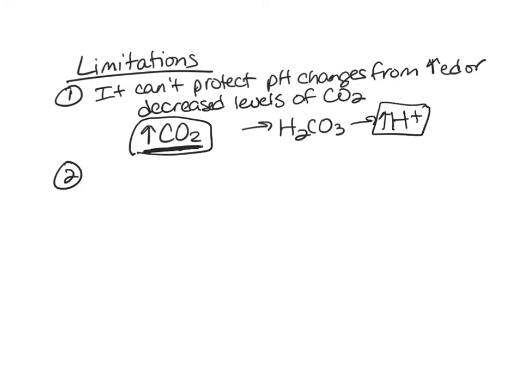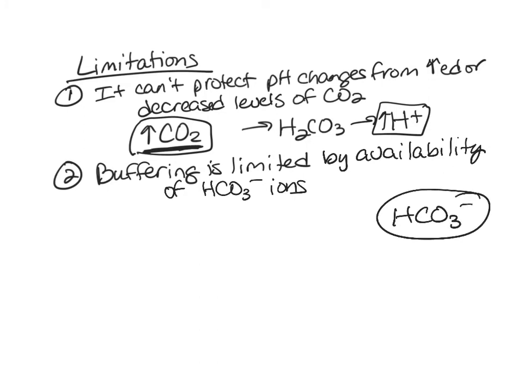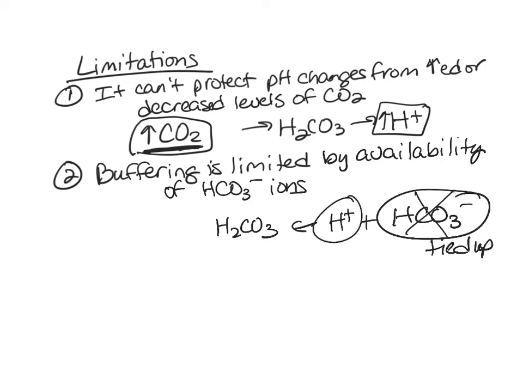The second limitation is that buffering is limited by the availability of bicarbonate ions. If all the bicarbonate is tied up, then buffering is not possible because we need hydrogen ions to bind to the bicarbonate to form carbonic acid. If we don't have the bicarbonate because it's tied up, then the hydrogen can't be buffered by this system. Luckily, a lack of bicarbonate is rare, and this is because the kidney produces bicarbonate.